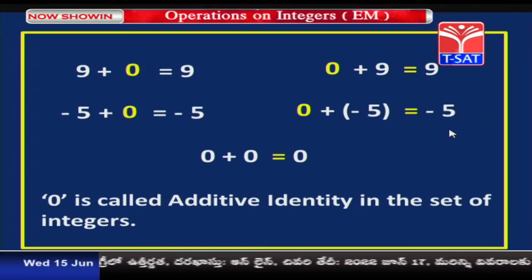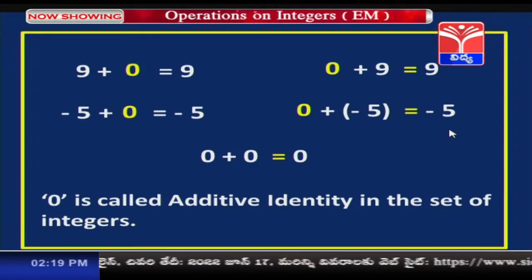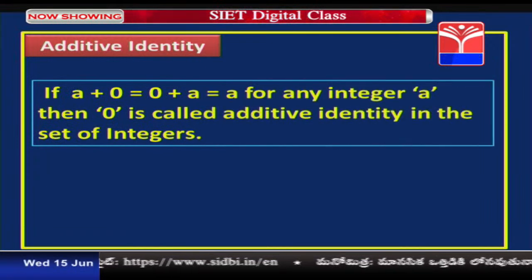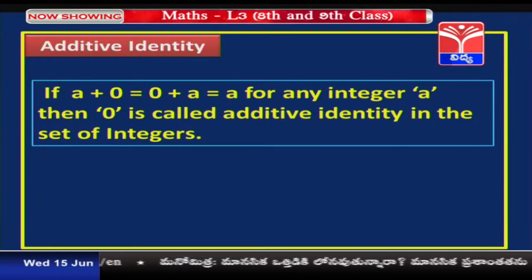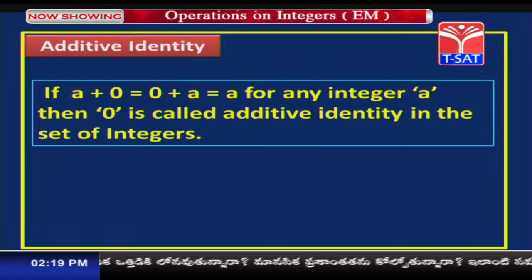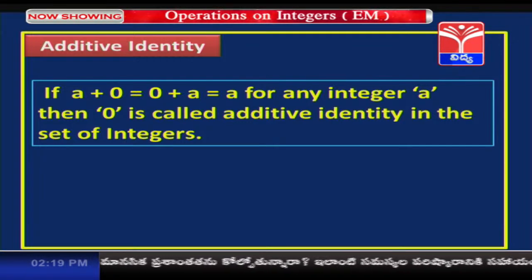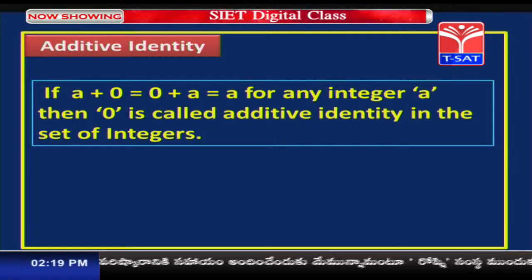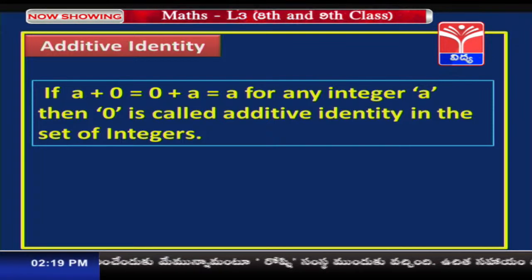Now, let us define what actually an additive identity is. Okay, children. Additive identity means, if a plus 0 equal to 0 plus a equal to a for any integer a, then 0 is called additive identity in the set of integers. Let us move on to our next property, children. Before that, let us take an example here.